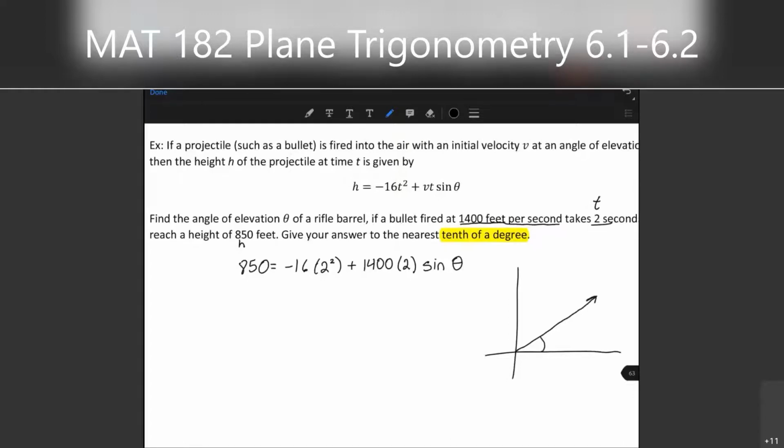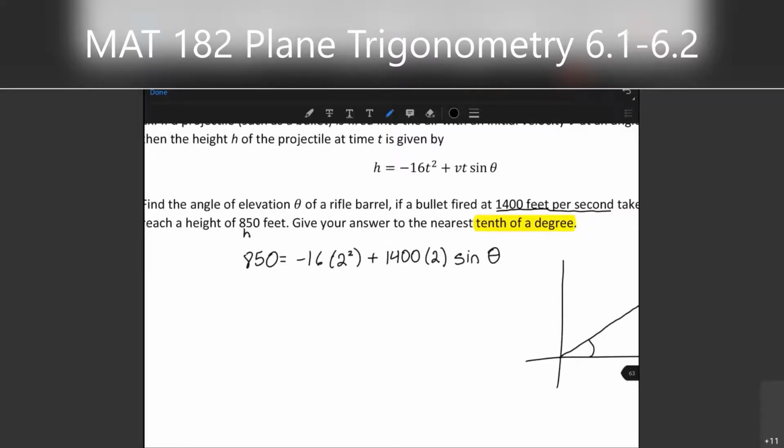All right, so now we're going to do a little bit of algebra, see if we can solve for this theta angle. We'll just do a little bit of condensing of this equation. So we have 850 is equal to negative 16 times 2 squared. What would that calculation give us in that first term? Negative 64, yep. And then plus 2,800 sine of theta.